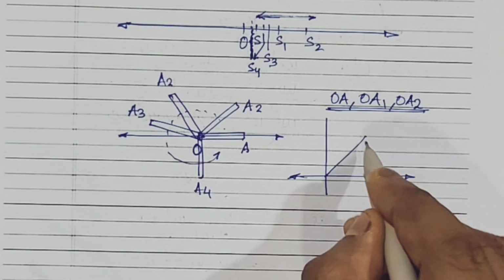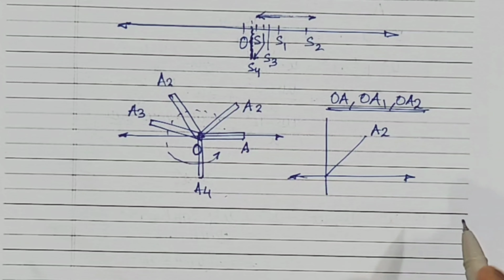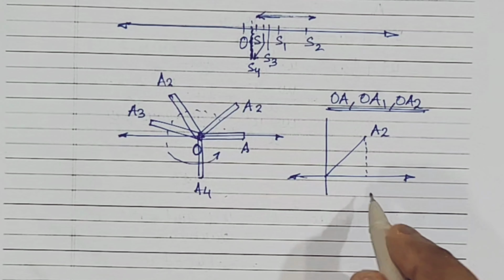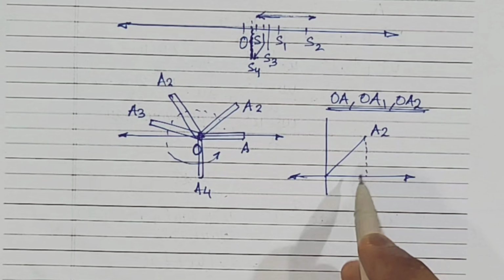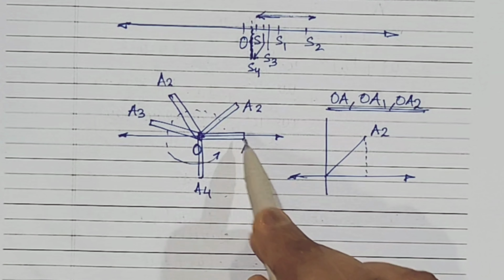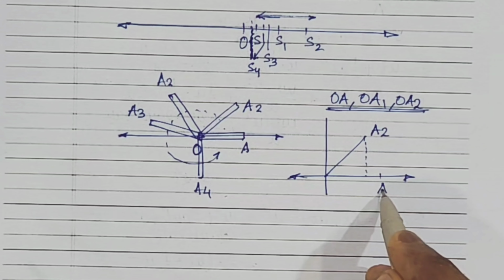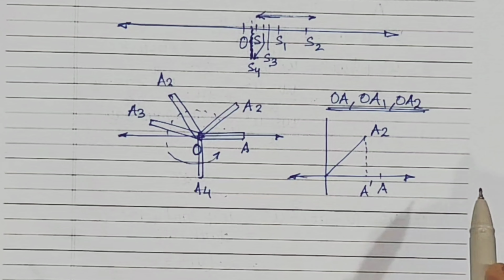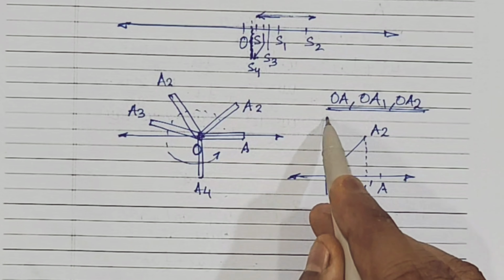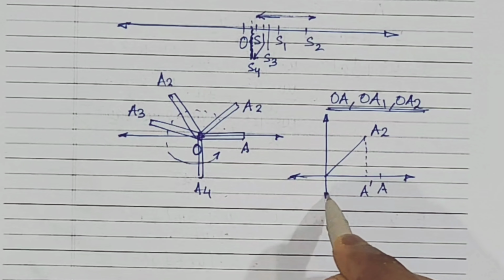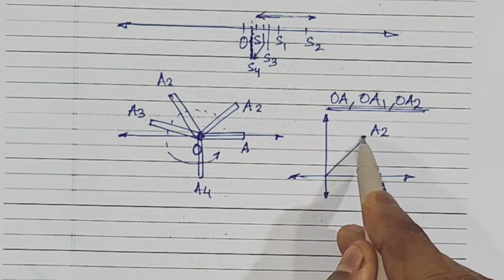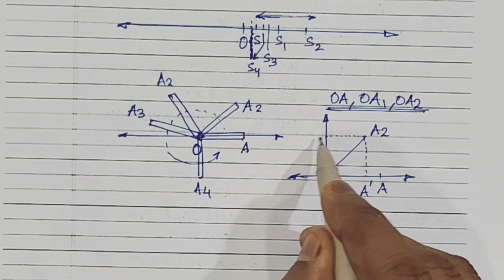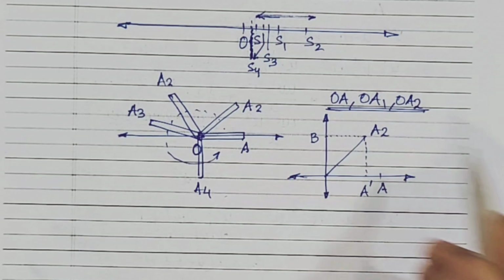If I draw a line OA2 here and drop a perpendicular from this on the real number line, it will be somewhere closer than the point A. The point A was here. It will be somewhere closer than the point A, let's say that is A prime. Similar to that, if we take another axis which is perpendicular to the real number line and we try to drop a perpendicular on that, let's say that is B prime.